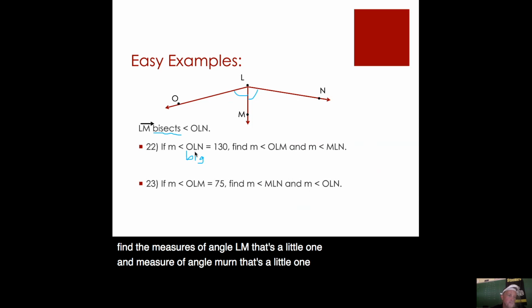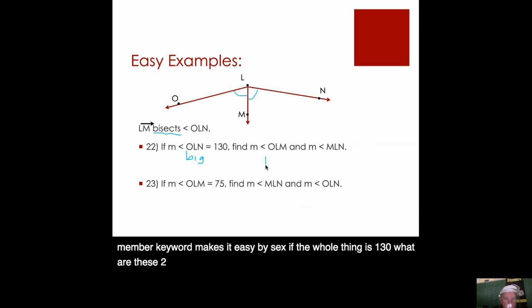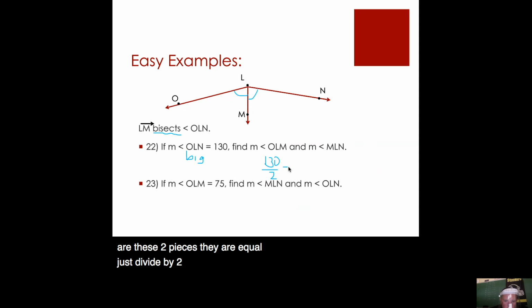Remember, keyword makes it easy, bisects. If the whole thing's 130, what are these two pieces? They're equal. Just divide by 2. That'll give you 65. So this guy is 65, this guy is 65.